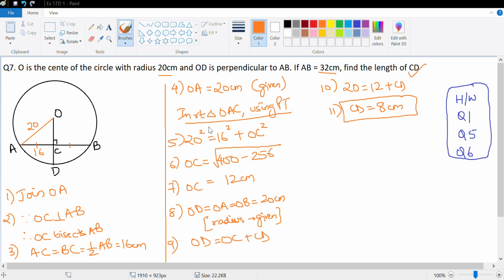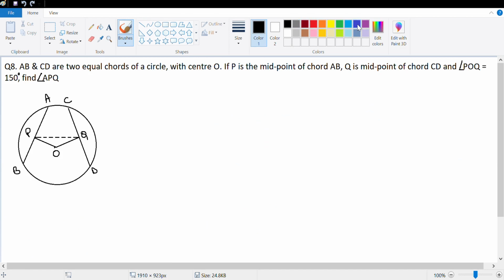The next question that I do with you would be question number 8. Let's look at the question. It says AB and CD are two equal chords of a circle, okay, with center O, right? If P is the midpoint of chord AB and Q is the midpoint of chord CD, and angle POQ is equal to 150 degree. So this angle in the middle here is given equal to 150 degree. We need to find angle APQ. Okay, so if this is 150, these two angles will be equal. Why will they be equal?